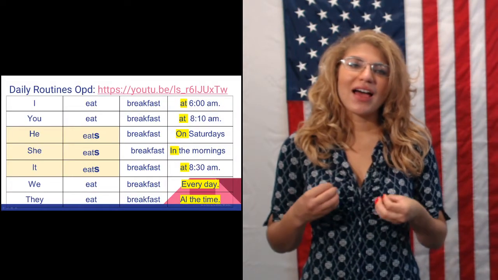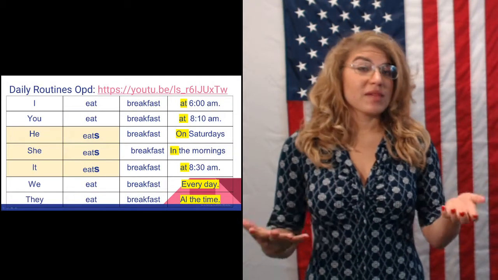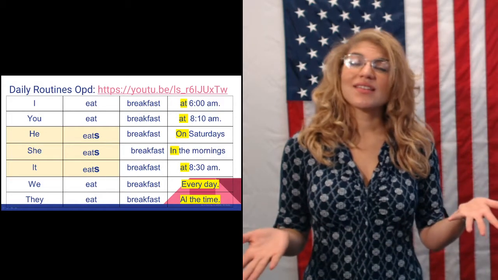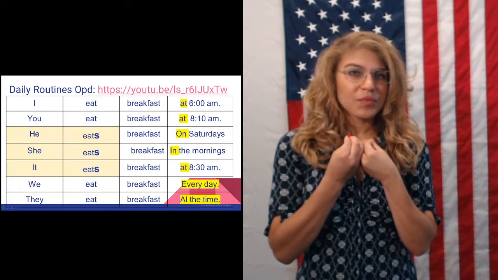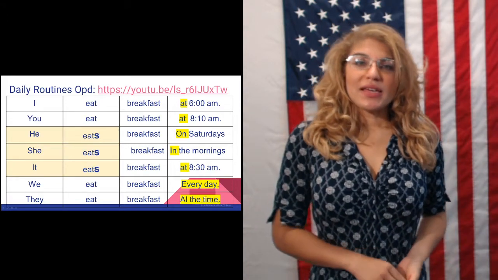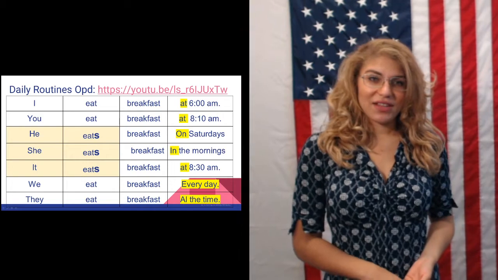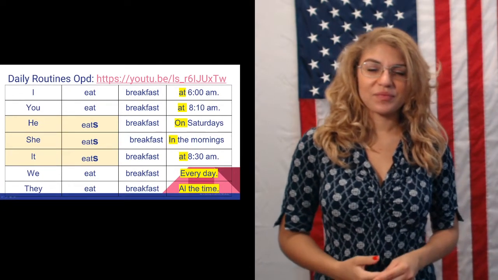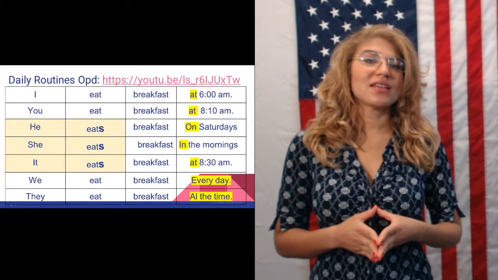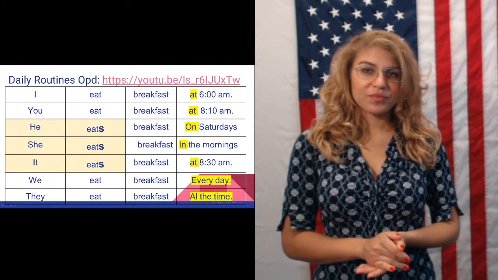When you have a verb, any verb, let's say for example, eat. I eat breakfast. Maybe I eat breakfast at 6 a.m. This first example is perfect. Who is completing the activity? I am completing the activity. The verb in this case is the word eat. I eat.